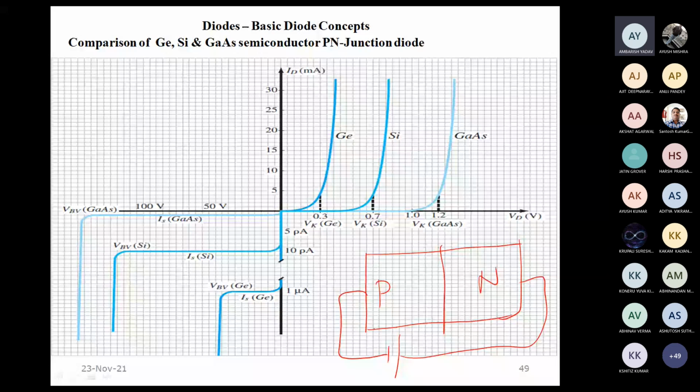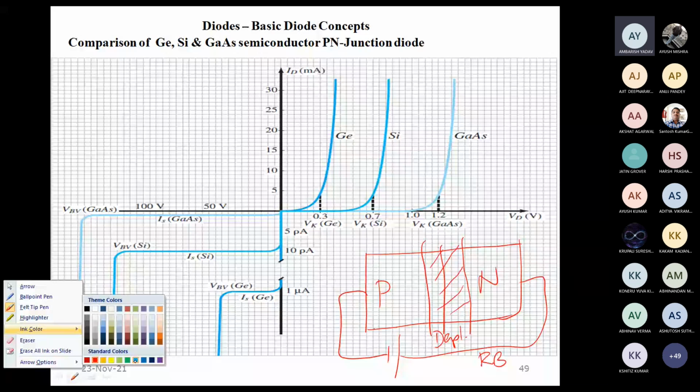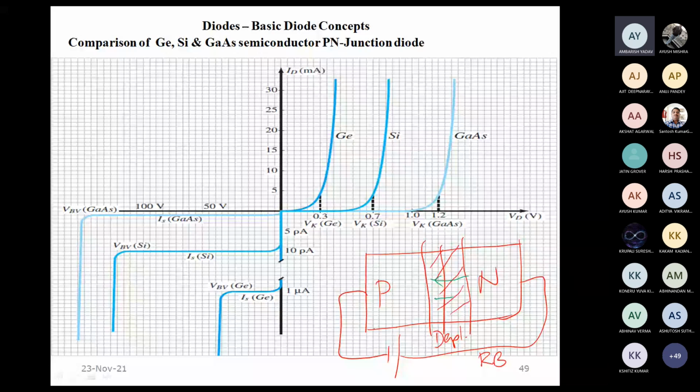In this reverse bias condition, we have the so-called depletion region between the P and N type materials, and there is an inbuilt electric field also induced. There is a potential barrier. Everything is there. The electric field is directed from the N side to the P side, and there is a potential barrier.